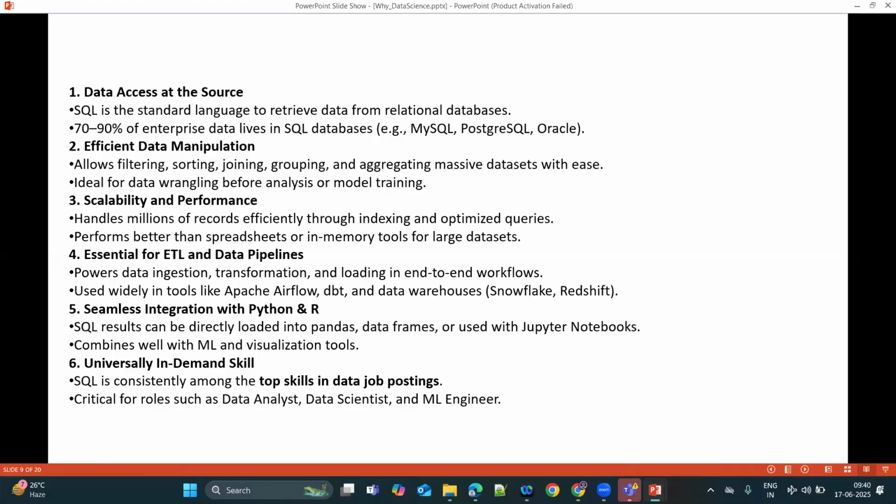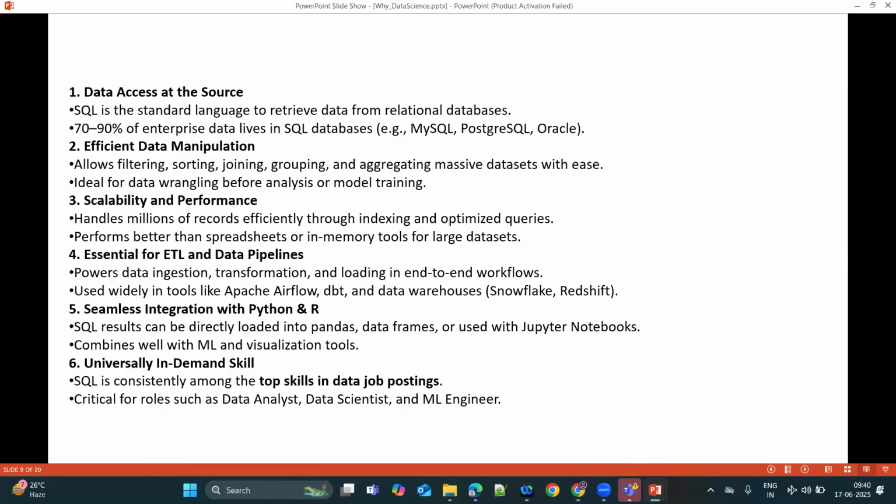And we can use this database data for ETL purposes and data pipelines. We also have very good integration with Python and R. By using Python and R directly, we can connect to the database by using the MySQL connector or some of the jar files, whatever it may be. We connect to the database and we can import and export the data, whereas in simple Jupyter notebooks and so on.